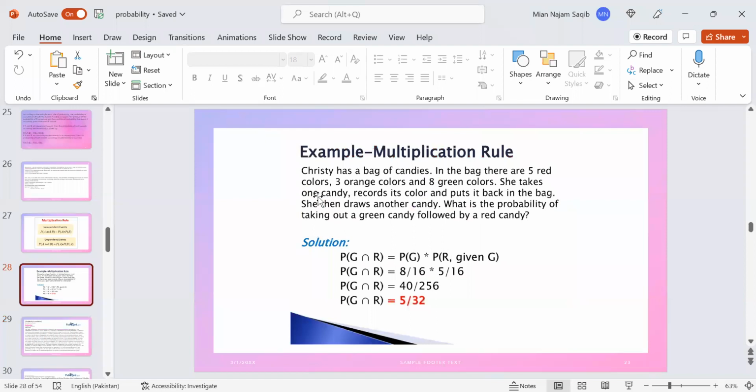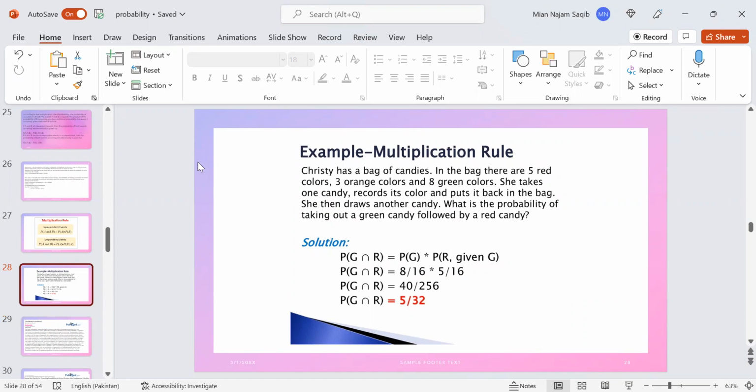Another example to help simplify is that Christy has a bag of candies. In the bag, there are 5 red candies, 3 orange candies, and 8 green candies. She takes one candy, records its color, and puts it back in the bag. Then she draws another one. What is the probability of taking out a green candy followed by a red one?